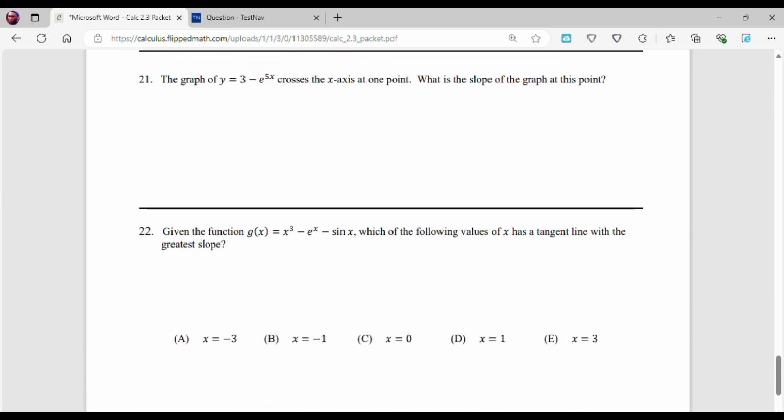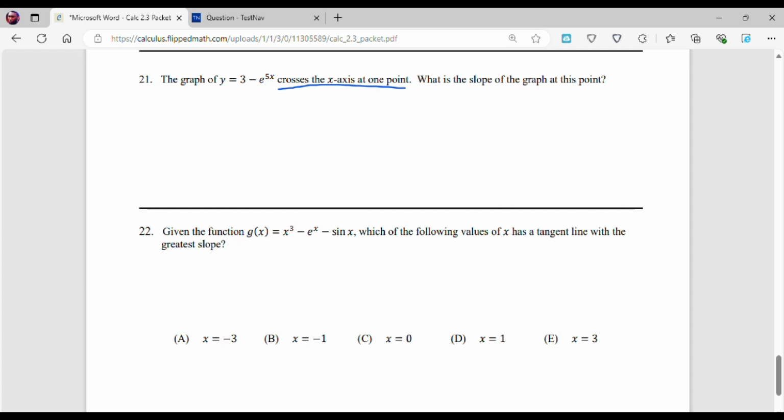The graph of y equals 3 minus e to the 5x crosses the x-axis at one point. What is the slope of the graph at this point? Okay, so the key information to note here is it crosses the x-axis at this one point. So we have to find what that one point is. And then it says, what is the slope of the graph at this point? So we have to find our dy/dx at the point where y crosses the x-axis.